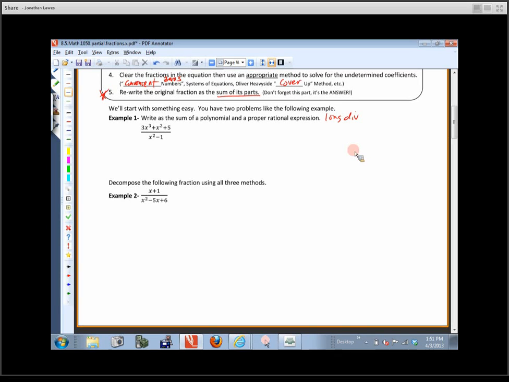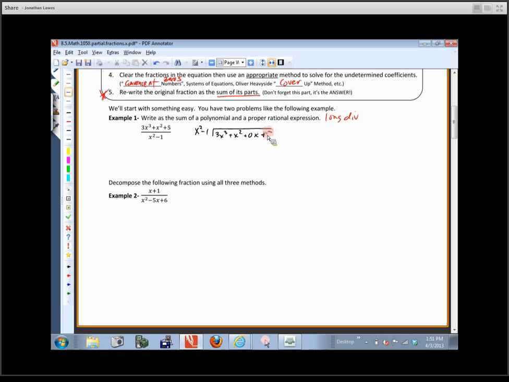Okay? So if I do long division on this problem right here, I'd write x squared minus 1 outside the box, and then I'd write 3x cubed. I write plus x squared. What do I write next? 0x to save a place for that, and then I write the 5.